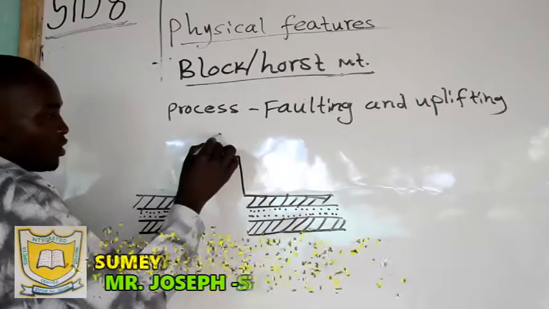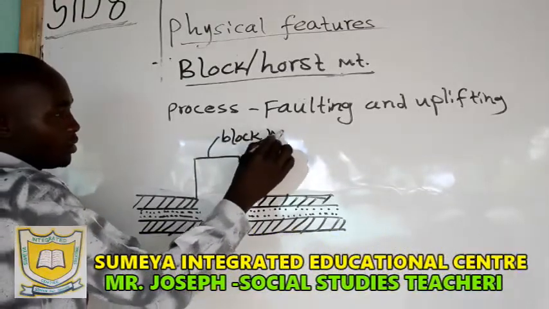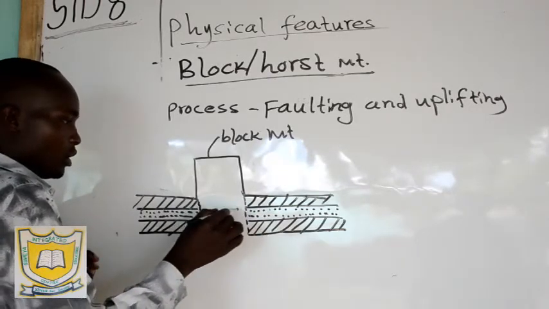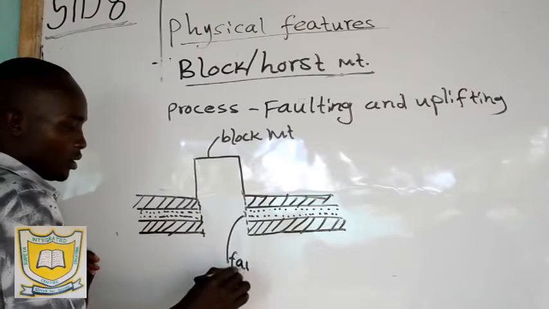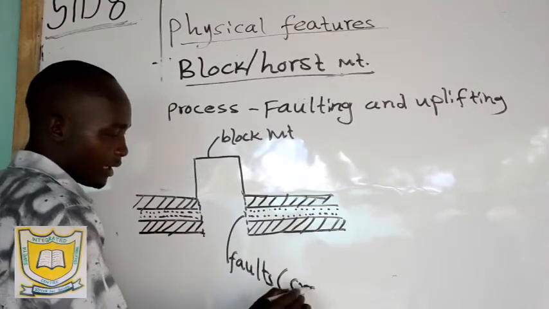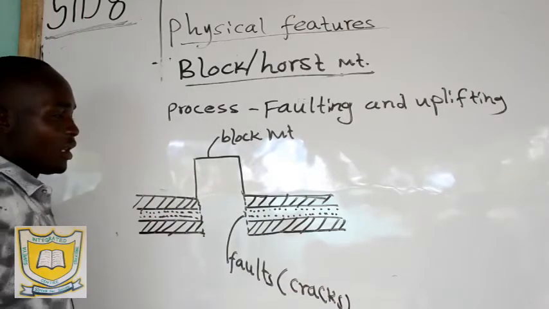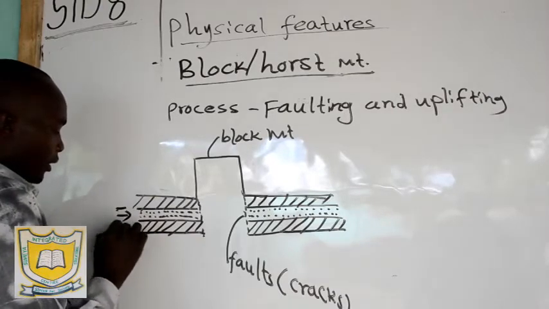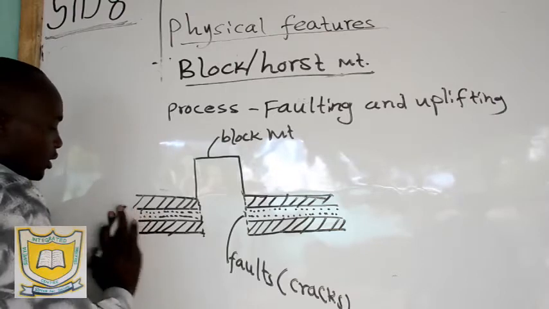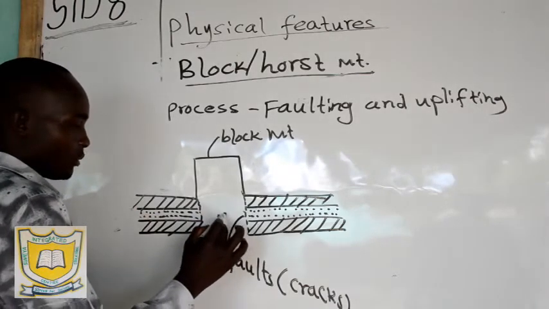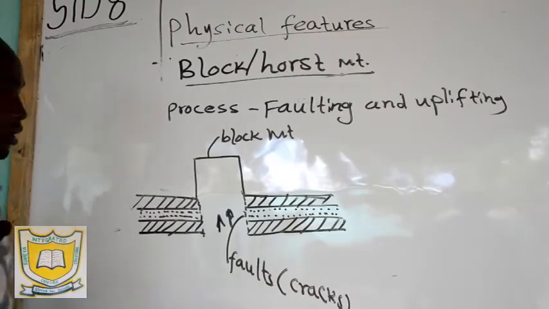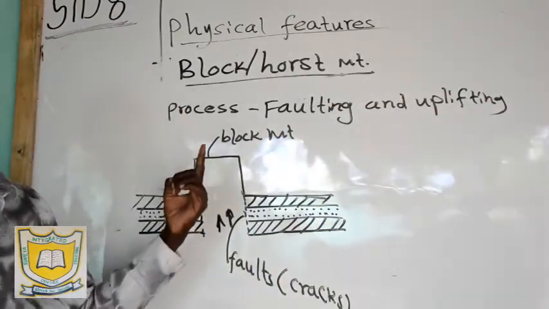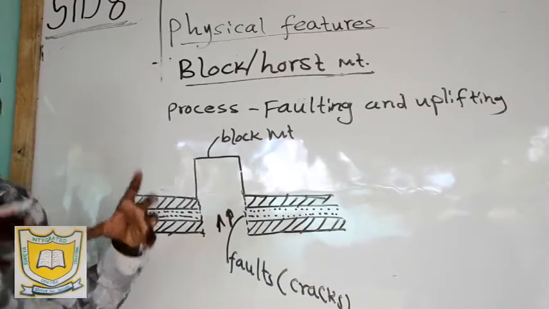So it is here. This is what you call a block mountain. Then here, these are called faults. These are lines. Faults are the cracks. This one is formed when we have forces from this direction, like this. Then we also have another force here, so that it pushes some material, these rocks, above the ground. That's why I have said it's formed through faulting and uplifting. This is what you call uplifting. It pushes these rocks up, so they form something like this.